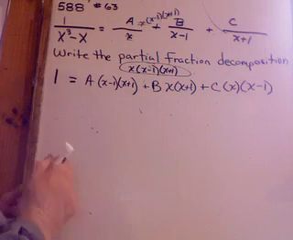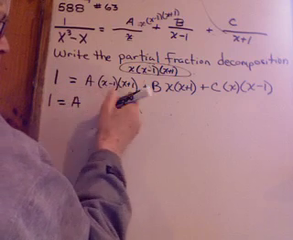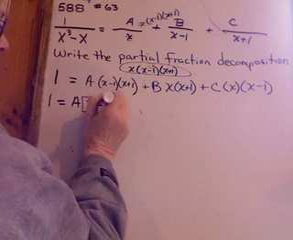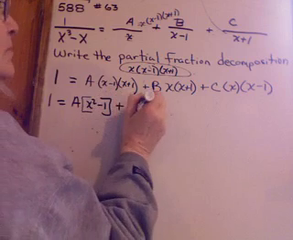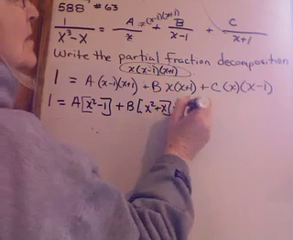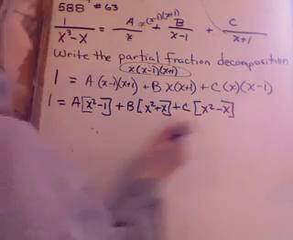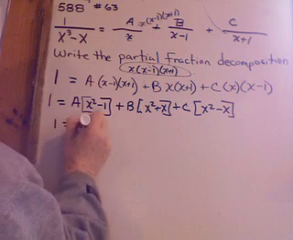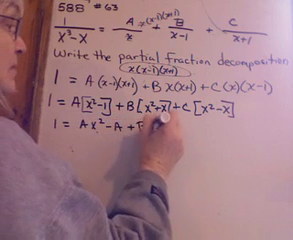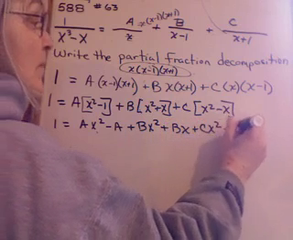All right, the next step, multiply everything out. So we still have our 1 here. We still have our a. Let's multiply these two. That would be x squared, no middle term, minus 1, plus b. Let's multiply the next one, x squared plus x, plus c times x squared minus x. All right, almost there. 1 equals ax squared minus a plus bx squared plus bx plus cx squared minus cx.